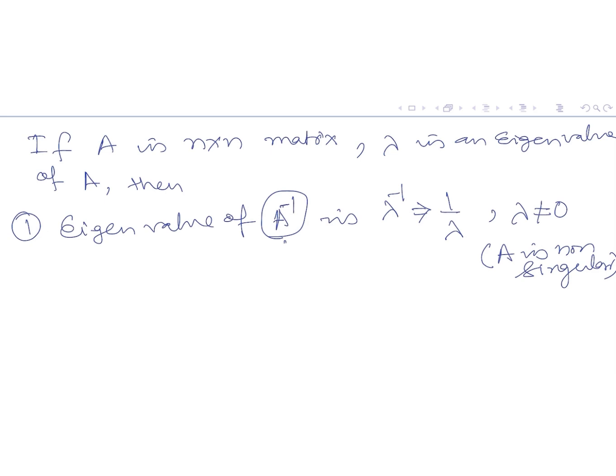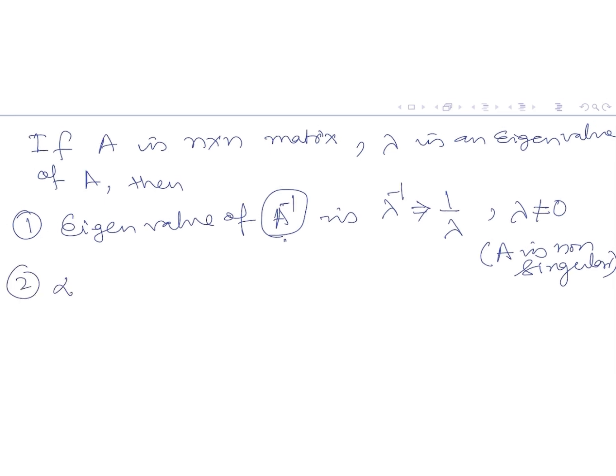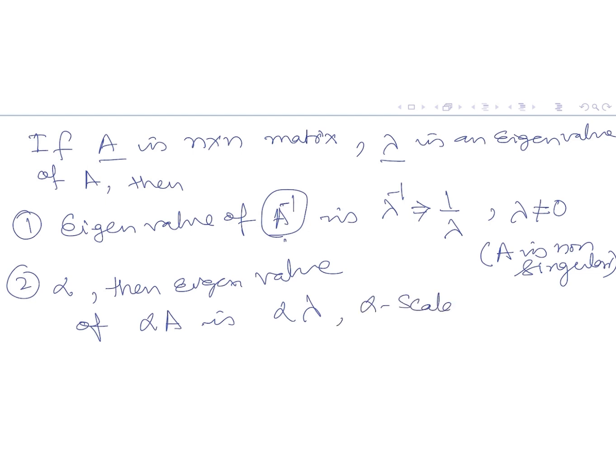And suppose alpha is any scalar, right? Then the eigenvalue of alpha A: you are going to multiply by alpha. Since I know the eigenvalue of A is lambda, the eigenvalue of alpha A is alpha lambda. Simply multiply by alpha, right? Alpha lambda, where alpha is a scalar. Okay.